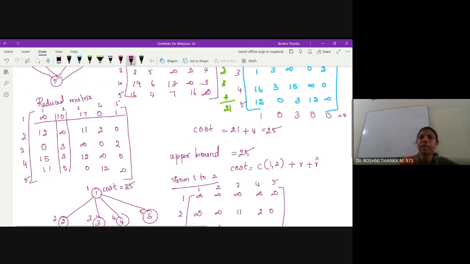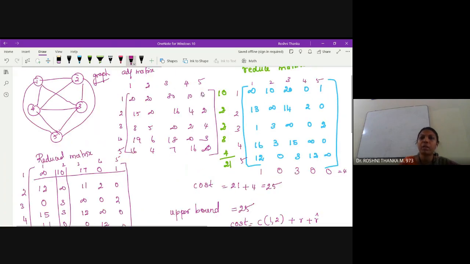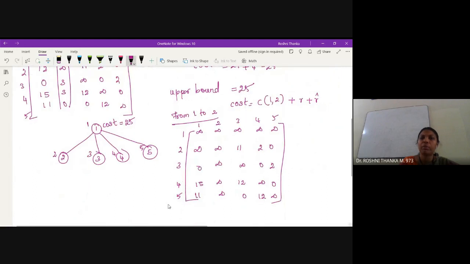What we did here first, to find the cost of this, is we reduced it row wise, and then we reduced it column wise, and then we added both, so we got the cost, right?